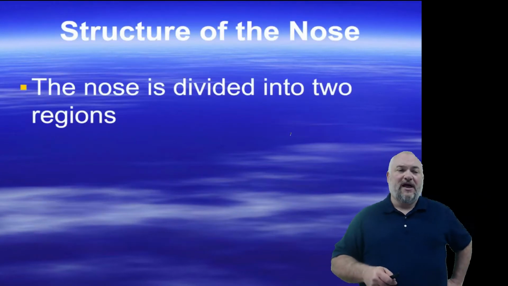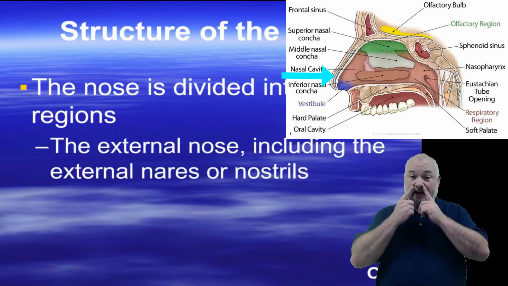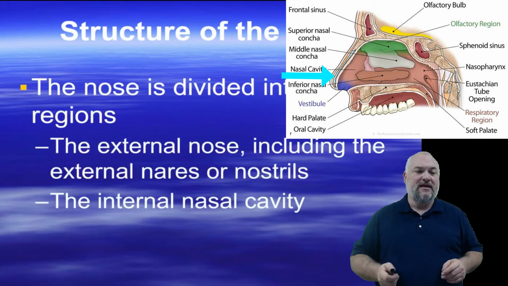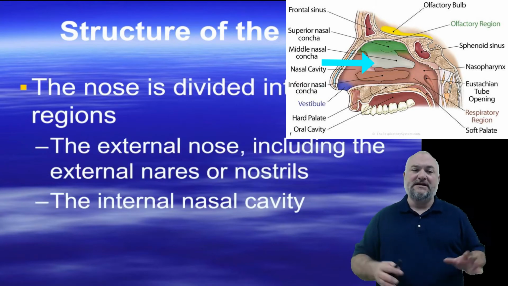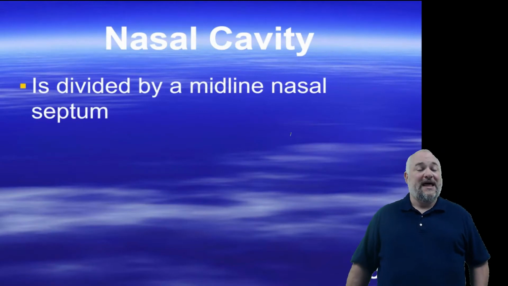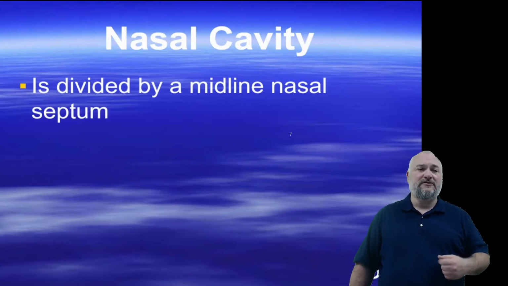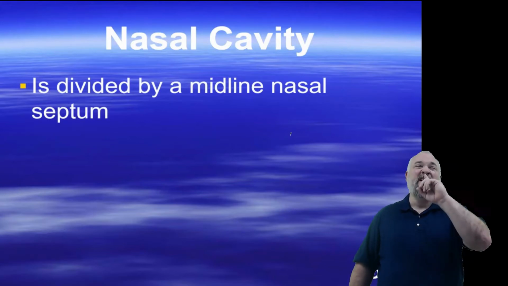All right, moving in, we divide the nose into two main regions. The external nose, which includes the external nares or nostrils, and then where most of the stuff happens, the internal nasal cavity. So that nasal cavity is divided by a midline septum, just like the heart had a septum between the left and right ventricles. We have one in the nasal cavity, and you can see the bottom of it right here that separates your two nostrils.